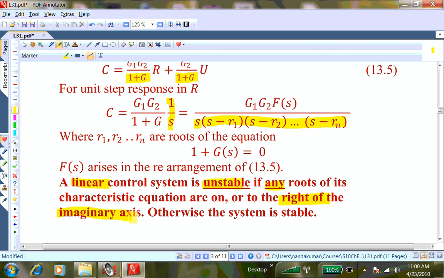Okay? Now, we said a linear control system. What happens if the system is nonlinear?